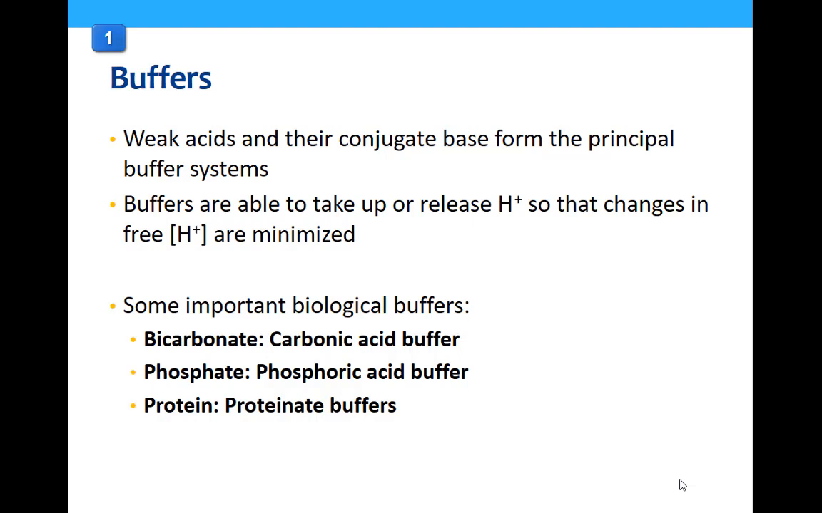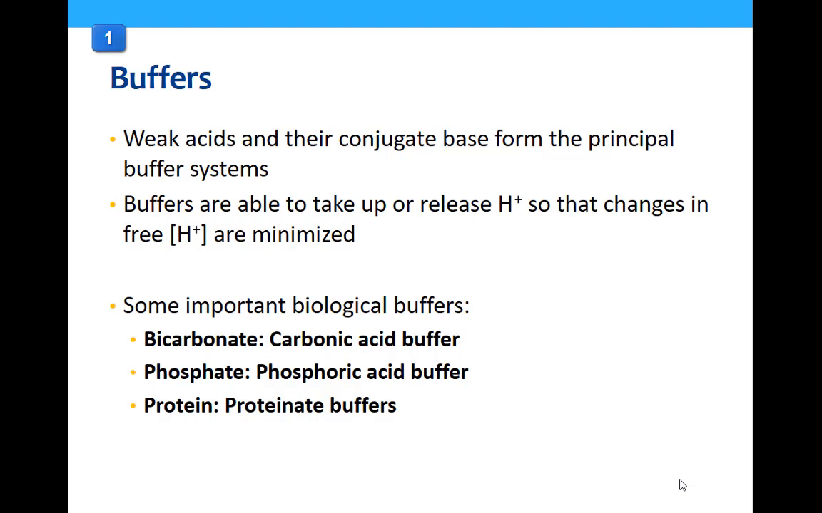If pH decreases, you should be able to resist it. So you have 2 members. One will take care if pH decreases, and one will take care if pH increases. So you have both arms of the buffer system. They are able to either take up or release H+, so that changes in the H+ concentration are minimized.